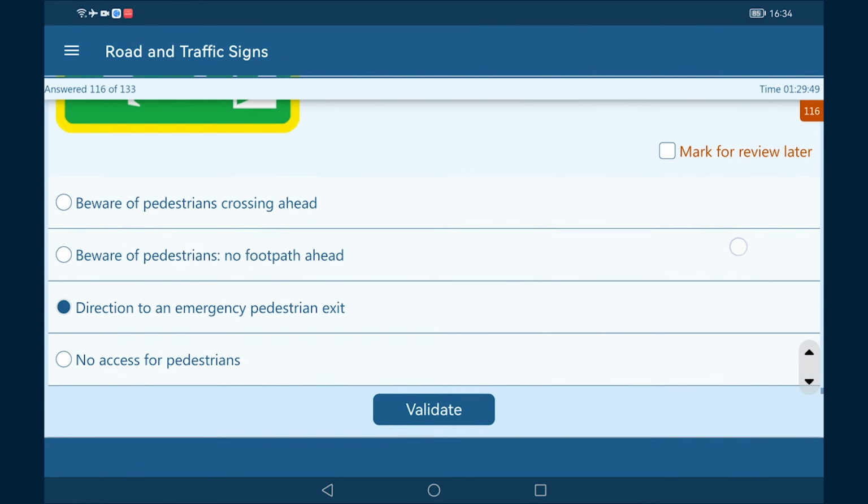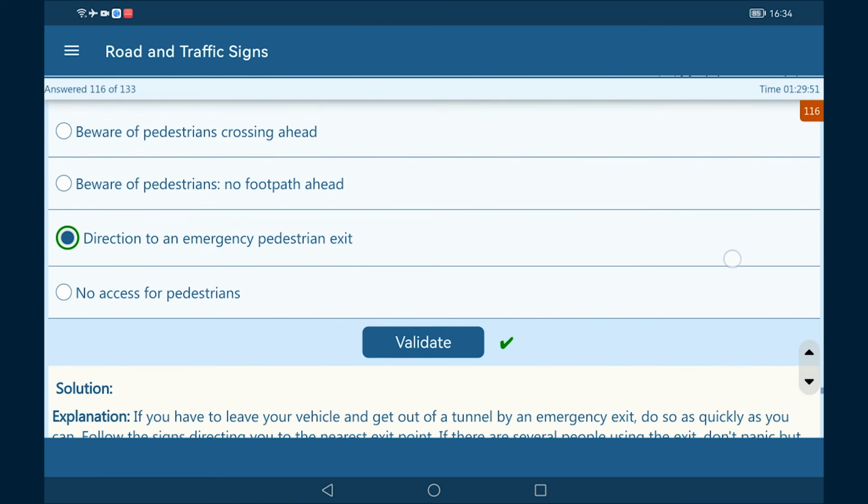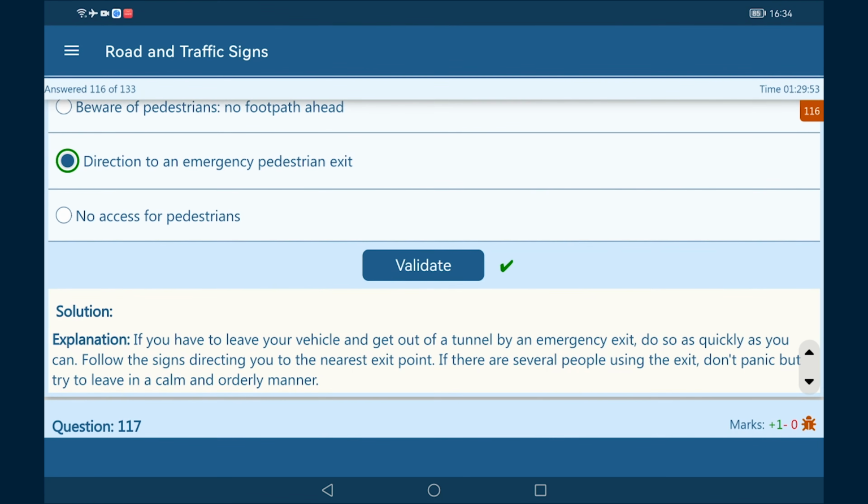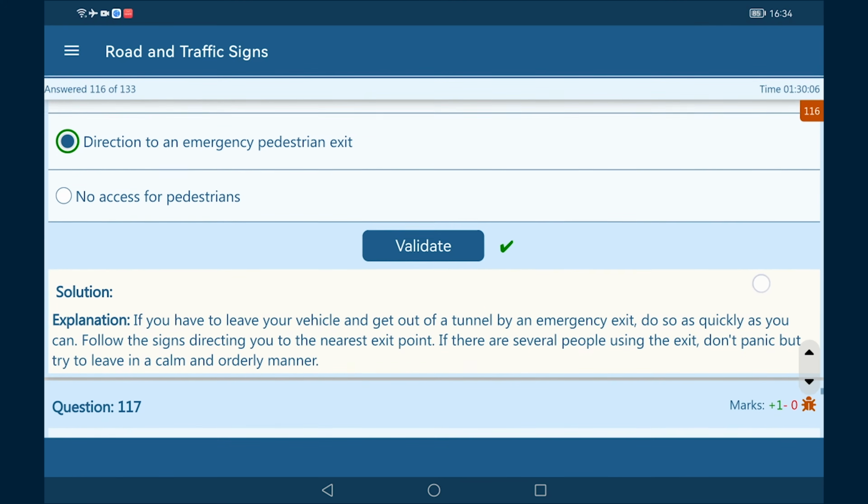Explanation. If you have to leave your vehicle and get out of a tunnel by an emergency exit, do so as quickly as you can. Follow the signs directing you to the nearest exit point. If there are several people using the exit, don't panic, but try to leave in a calm and orderly manner.